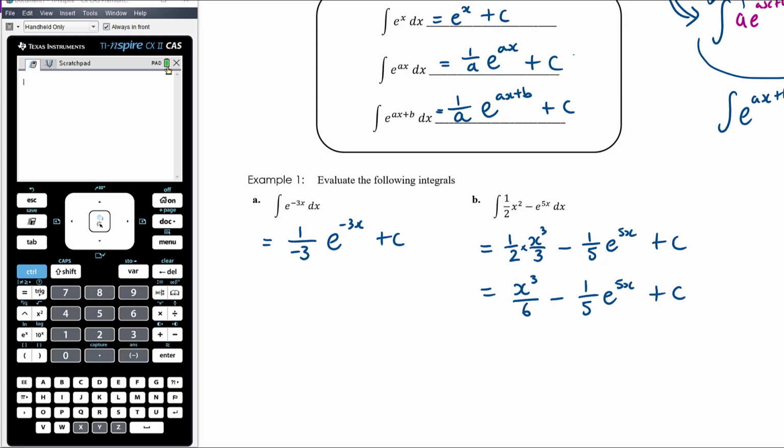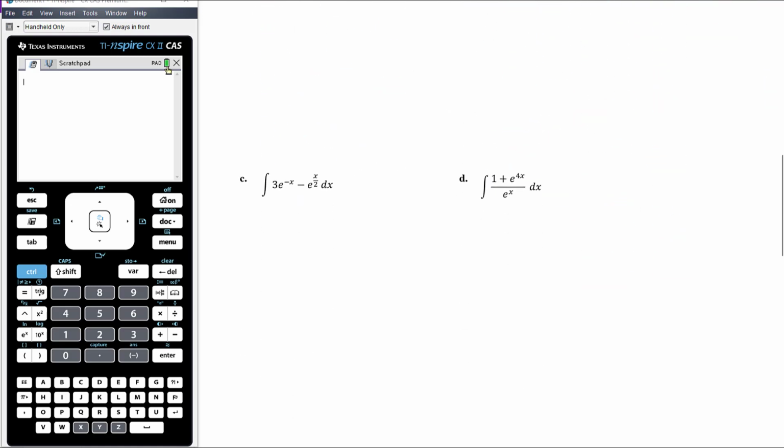plus c. Alright, antiderivative of 3e to the negative x minus e to the x on 2 with respect to x. Okay, so again, 3e to the negative x, the 3 is not changing how you antidifferentiate, it's just the antiderivative of e to the negative x, which would be 1 on negative 1, so your a value being negative 1, so dividing by negative 1, e to the negative x, that's just negative e to the negative x.